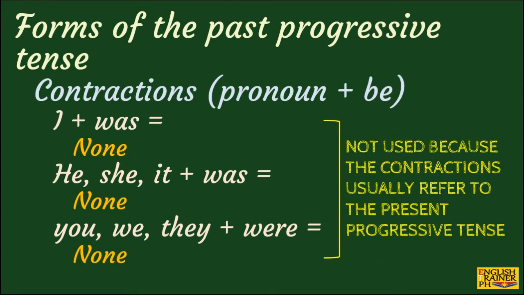For statements, this time there is no contraction between the pronoun and be, because if we contract it, it is normally used for the present tense or the present progressive tense, like I'm, she's, they're. So if you say they're, usually it would refer to they are instead of they were.